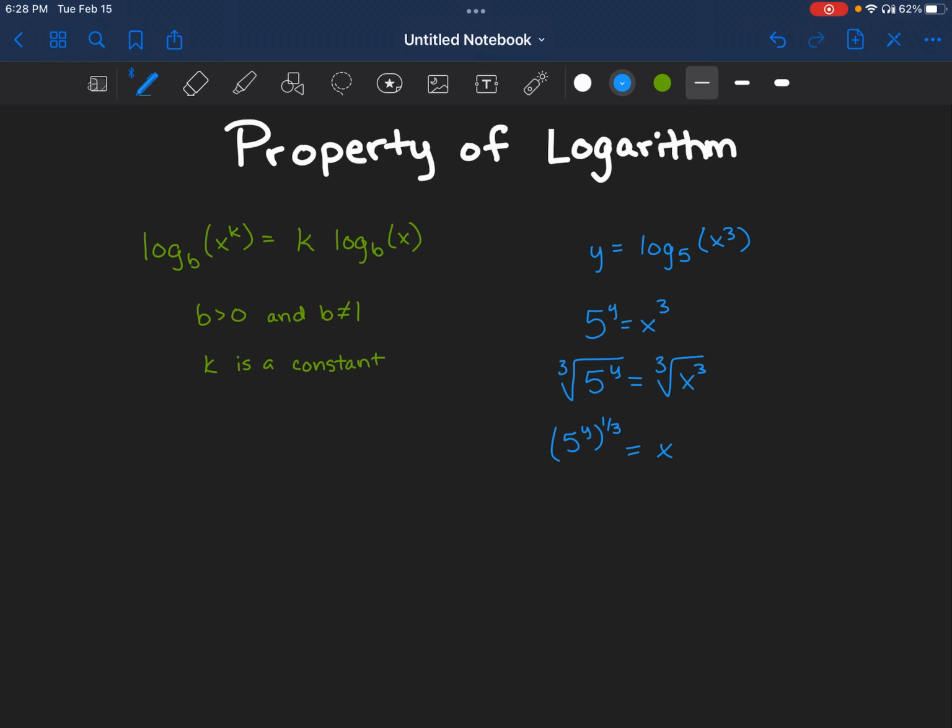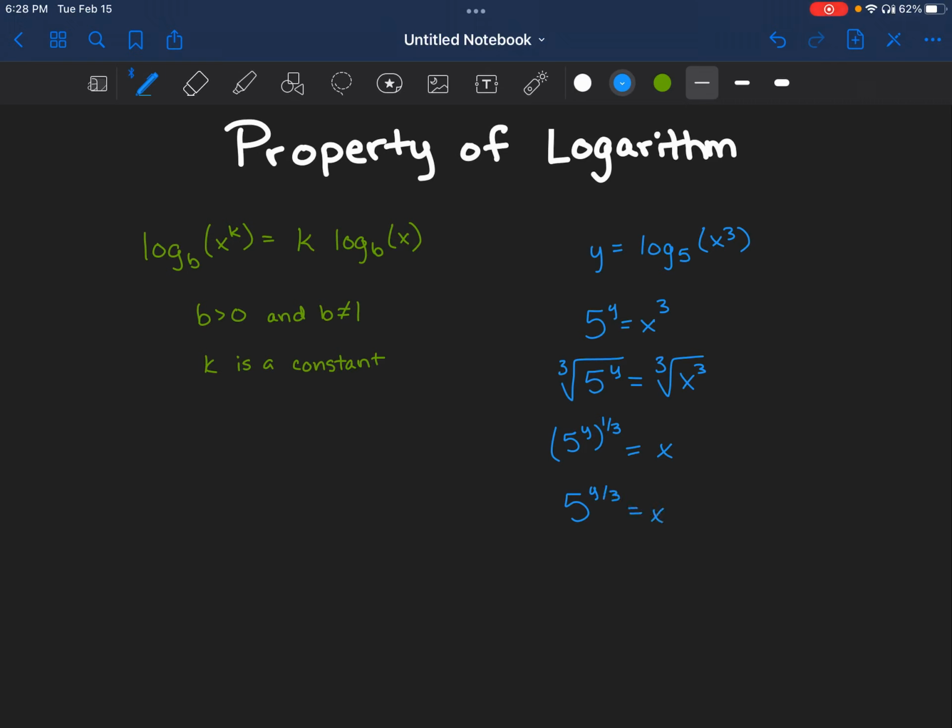Hopefully you remember that anytime you have a radical, it's actually a fractional exponent. Even if it were a square root of x, that's x to the 1/2 because there's this little 2 in the index. Or if you had the fourth root of a, it would be a to the 1/4. That's how these radicals work. So what I'm going to do now is multiply these exponents, because a power to a power, you just multiply. So we're going to have 5 to the 1/3 times y, which is y over 3, equals x.